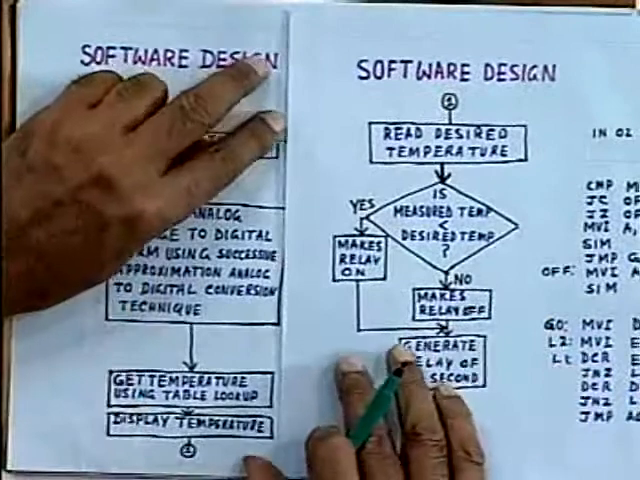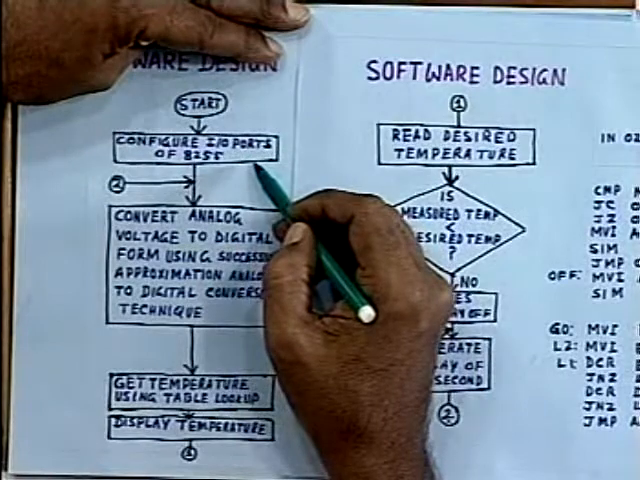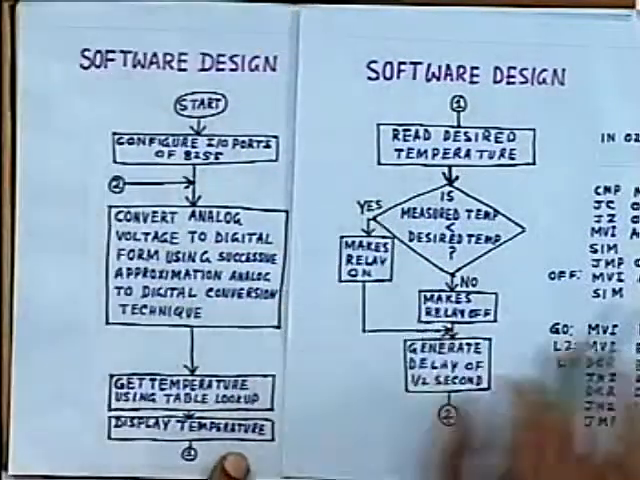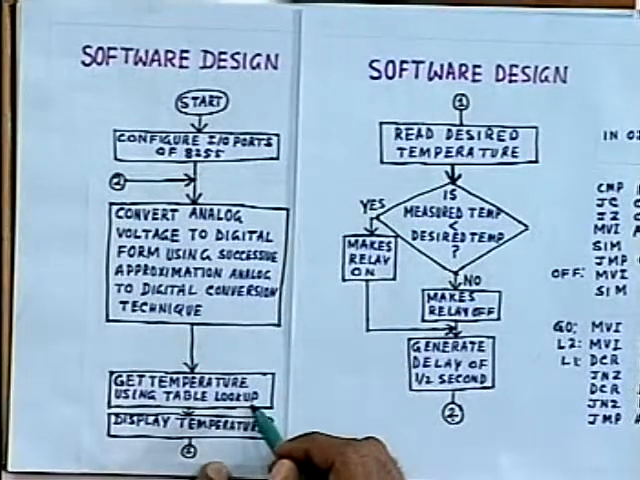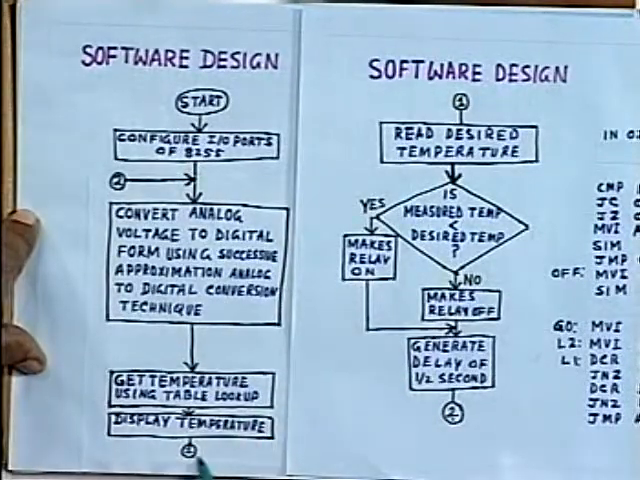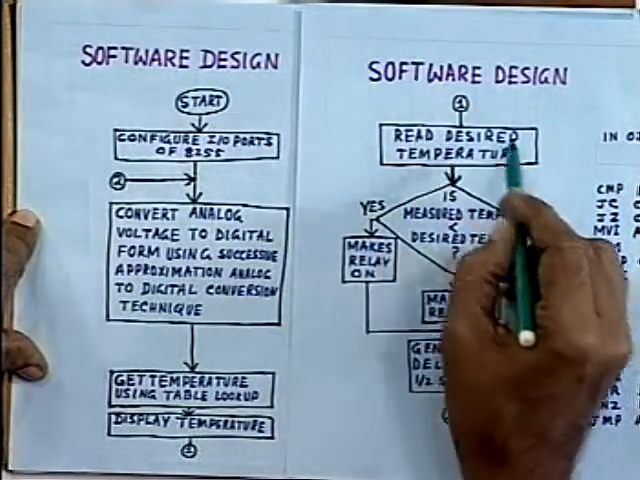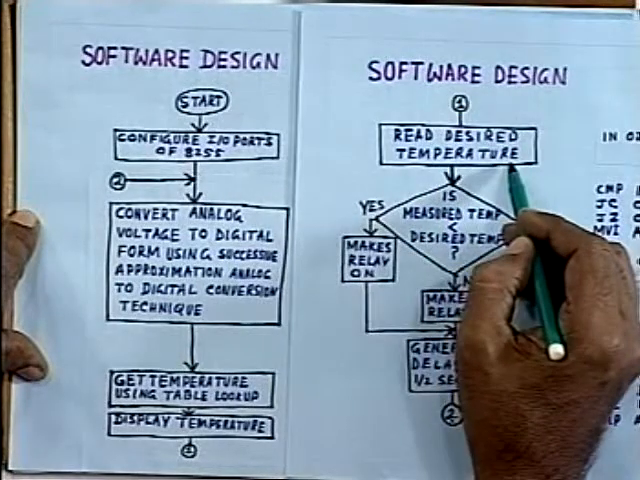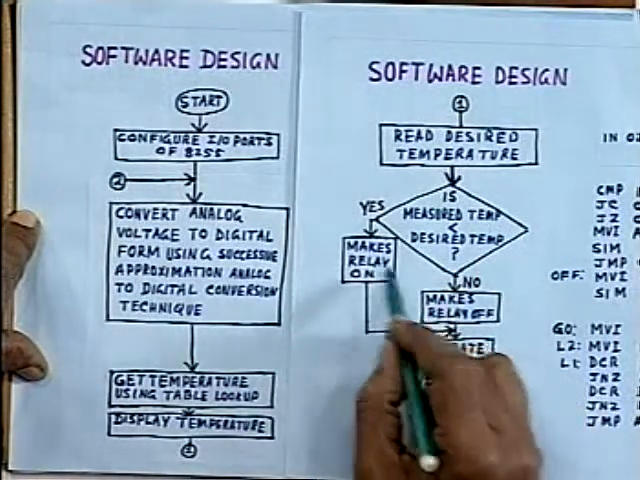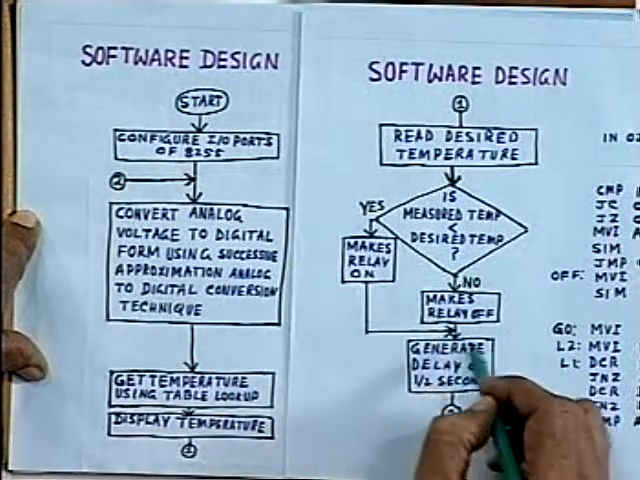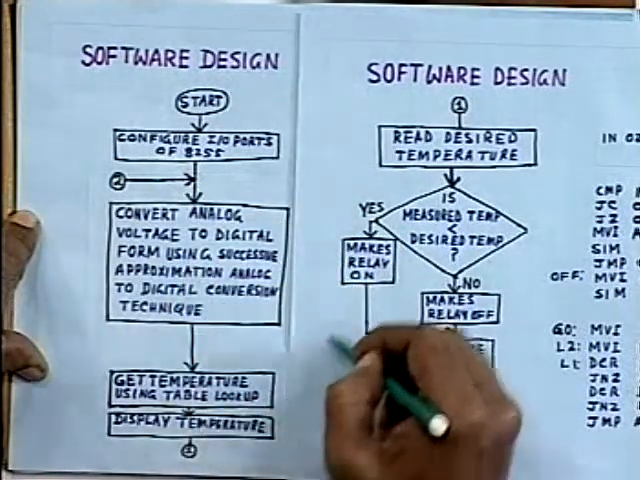We can show it side by side to get the complete picture. So after configuration of the ports, it does the analog to digital conversion. After analog to digital conversion, temperature is obtained by table lookup. Then the temperature is displayed. After that, it goes to read the desired temperature. It compares with the measured temperature which has been obtained here. Then based on that, the relay is turned on or off. A delay is generated, and after that it goes back to this position. So in this way it keeps on looping.